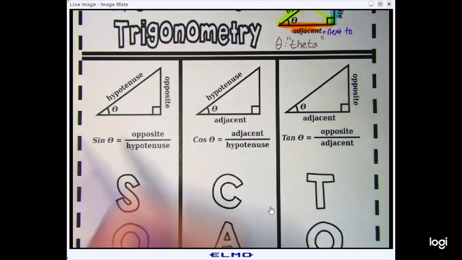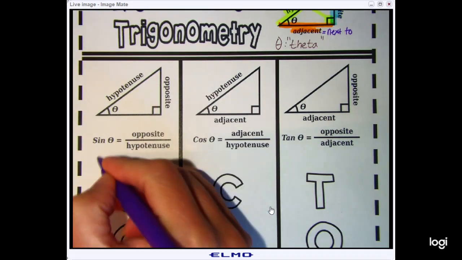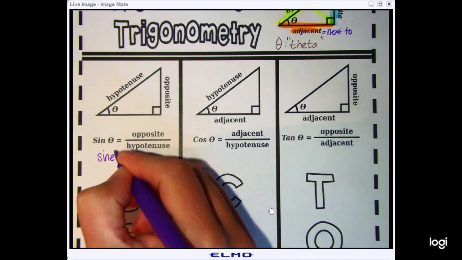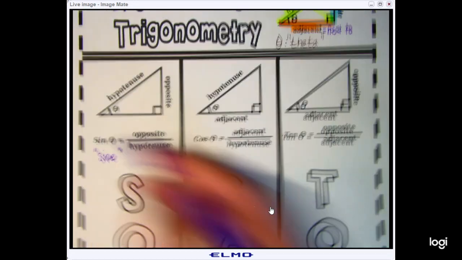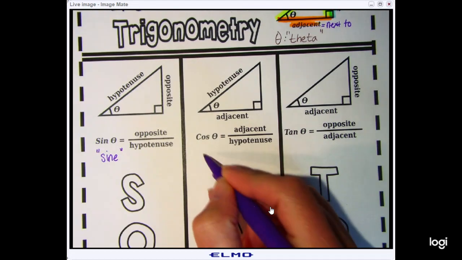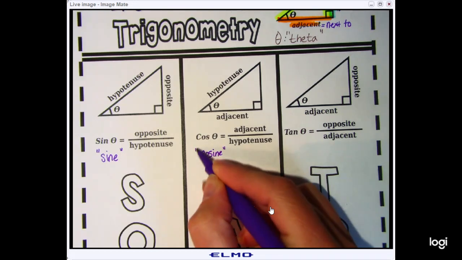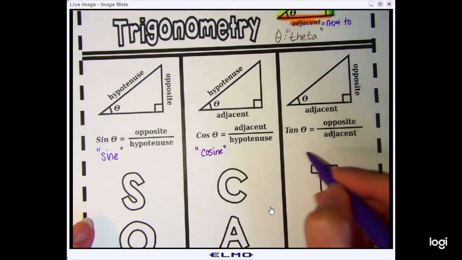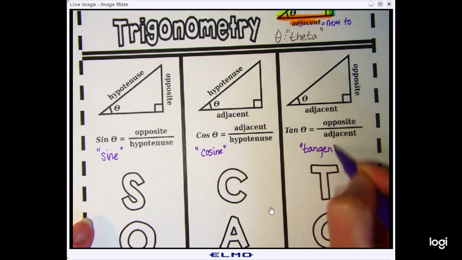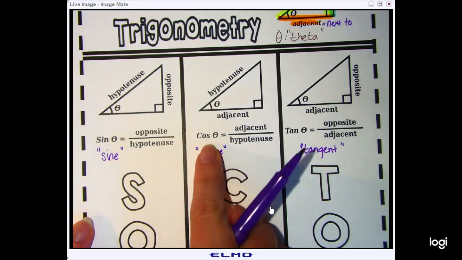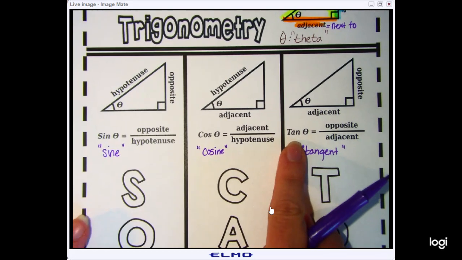We don't call this sin. It is sine, short for sine. This isn't cos, it's cosine. And this isn't tan, it is tangent. Sine, cosine, tangent.